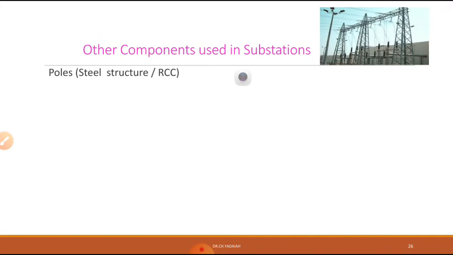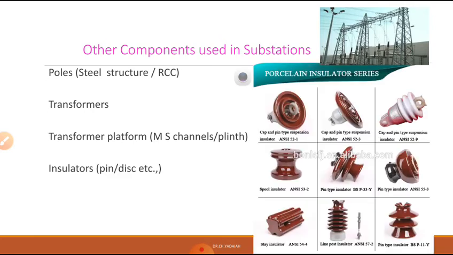Now, so you can see here, what are the components? Once again we will see. First we have seen the other components in the substations, in addition to the previous CT, PT, power transformers, CVT, wave trap, all things. Now we have seen here the poles, that is the structures, steel structures and RCC structures. You can observe this. And transformers we have already seen, and the transformer platform, MS channel for the plinth in small substations, and insulators.